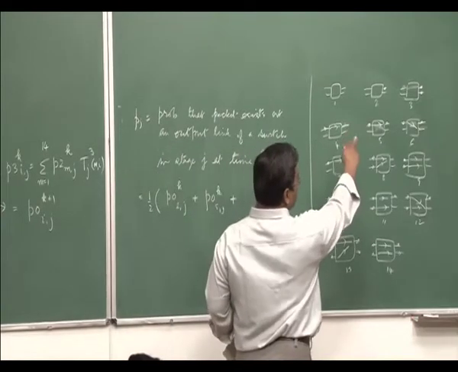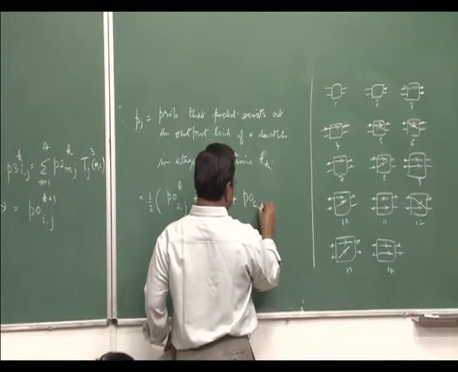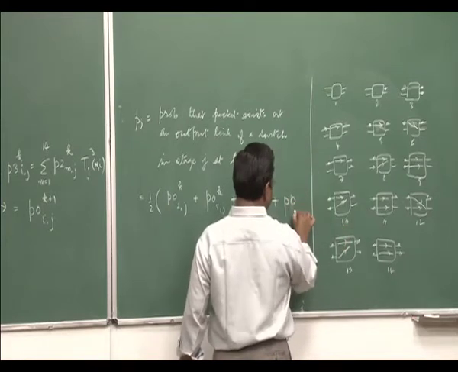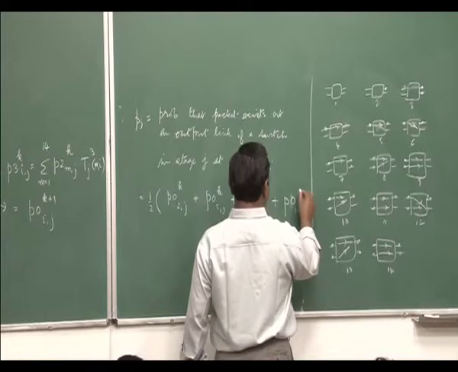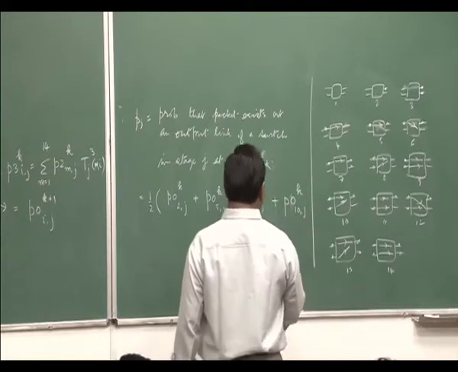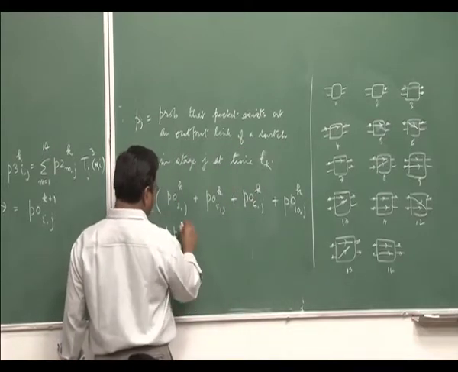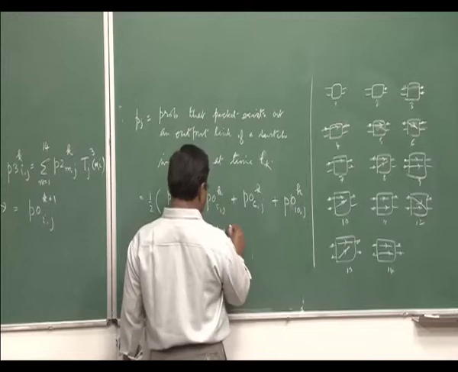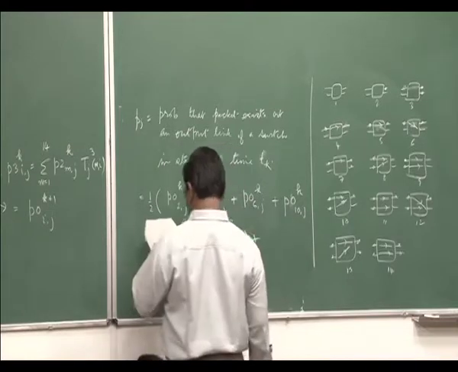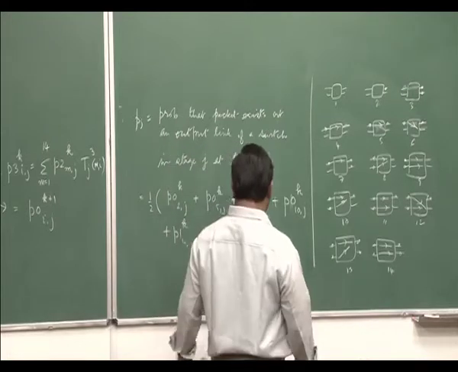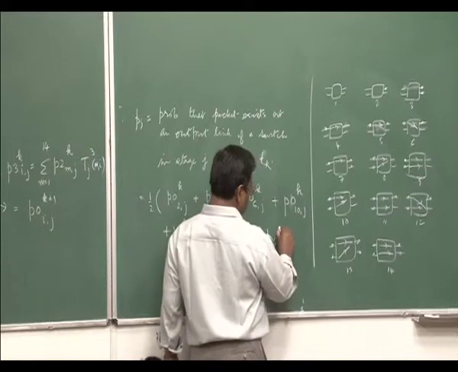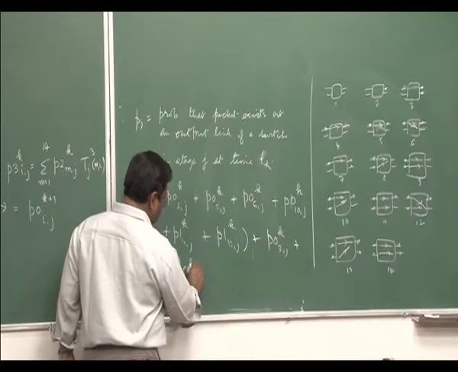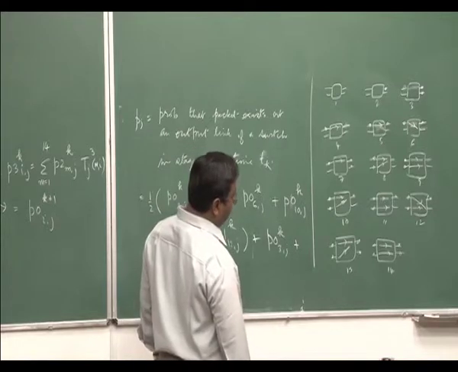Okay. So 2, 5, 6, 10, 11, 12. And when both of them are there, it is 3, 7, 13 and 14.